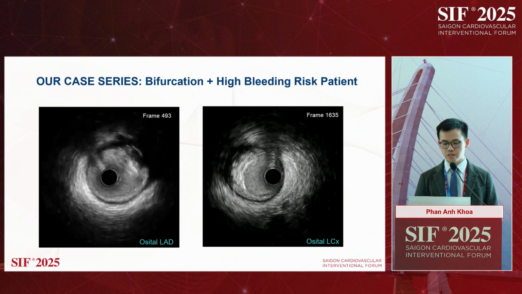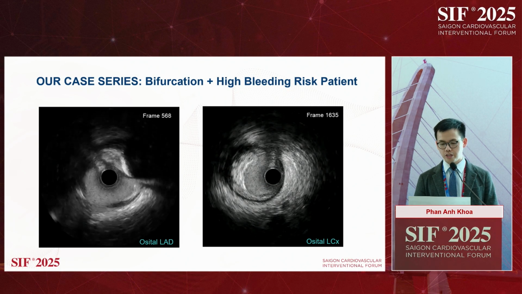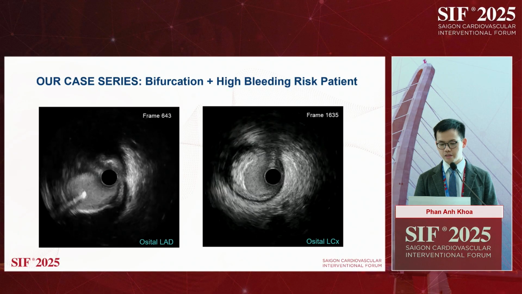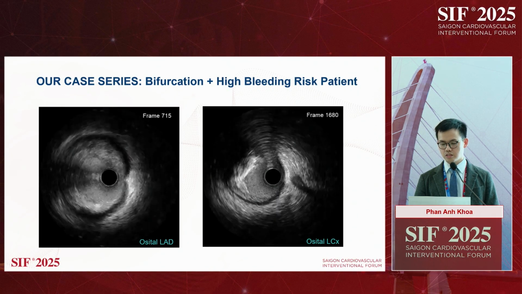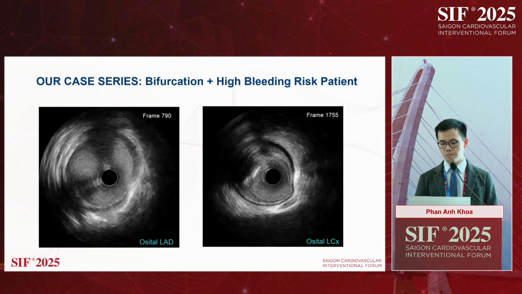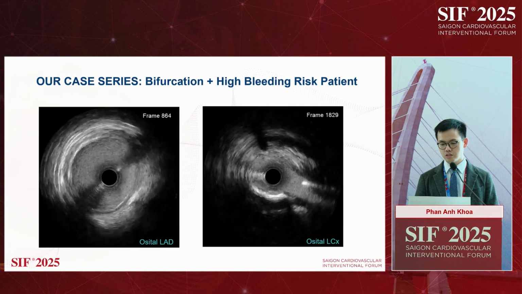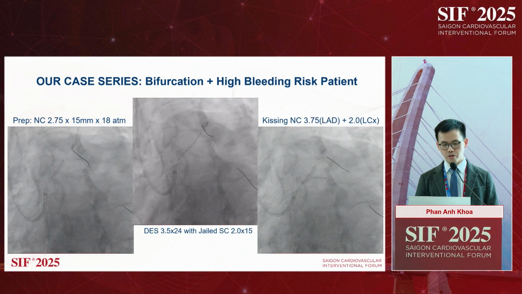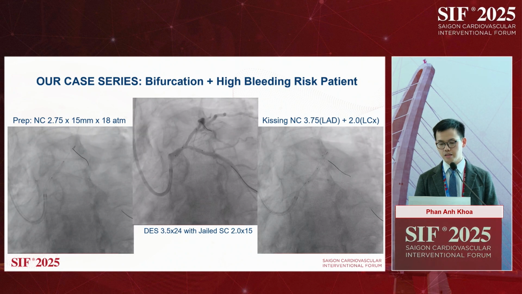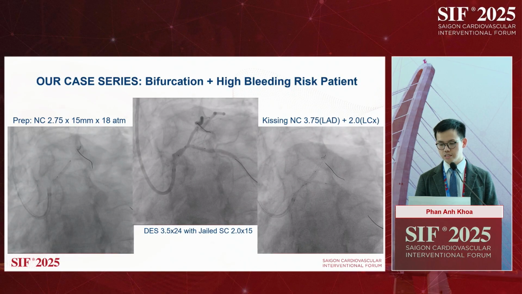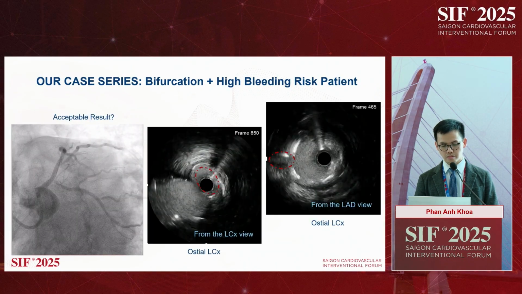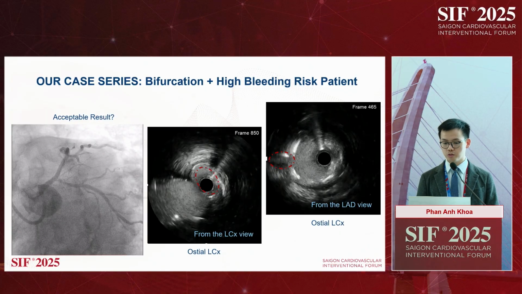With IVUS, you can see that this is very severe stenosis with high calcification and ostium LAD stenosis, and moderate stenosis on the ostium of the L6. And we used the crossover LM to LAD with the gel balloon with the L6. And after the main branch stent, you can see that the side branch of L6 is compromised from the view of the LAD.